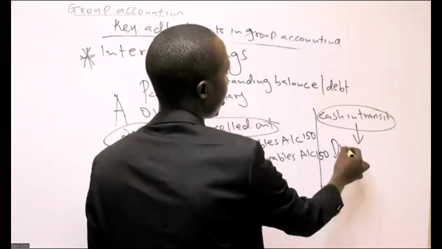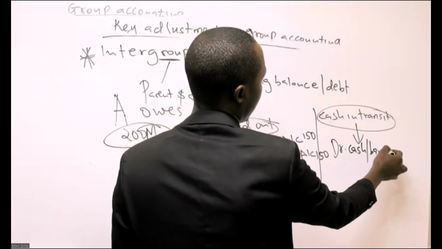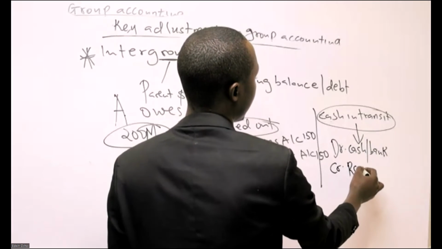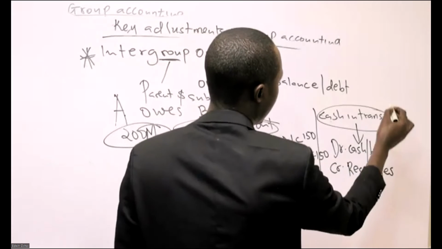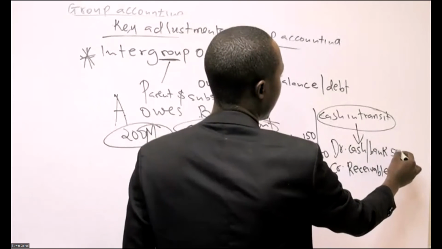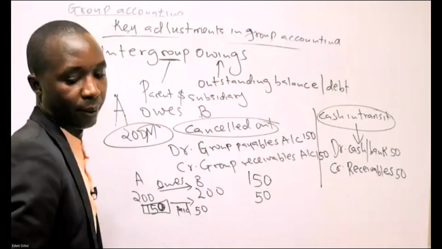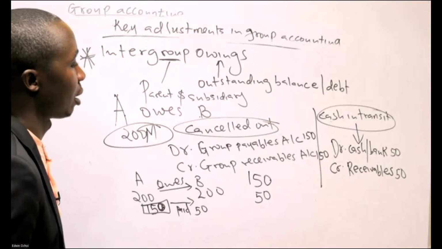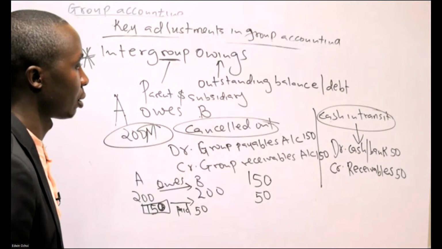So you debit cash, stock bank. You credit receivables. So meaning that this 50 and the 50. We are done with cash in transit and intergroup owings.